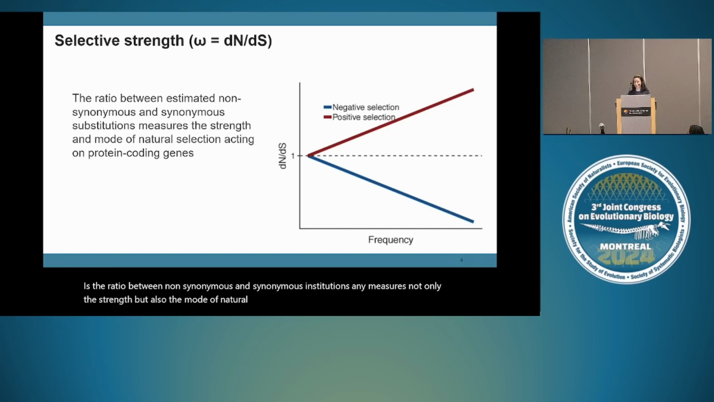So if omega is 1, then the whole coding sequence evolves neutrally. If it's lower than 1, it's under constraint, so negative selection. And if it's higher than 1, it's under positive selection.